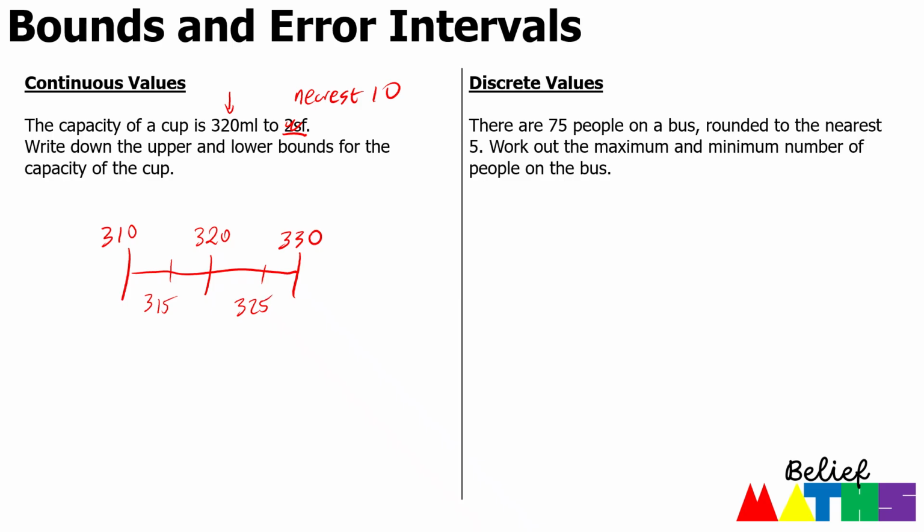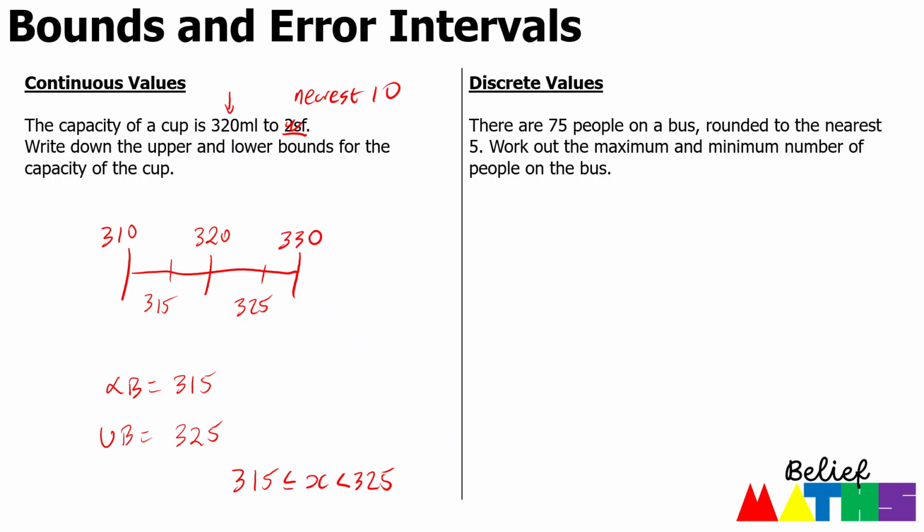So therefore your lower bound is 315, upper bound 325. And if you were asked to write as an error interval, it would be 315 is less than or equal to x is less than 325, remembering your symbols.